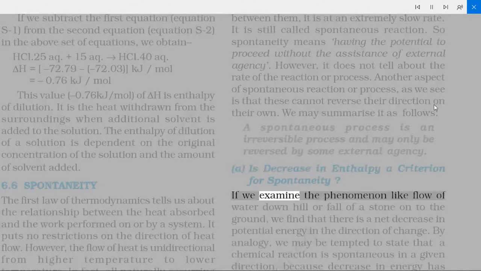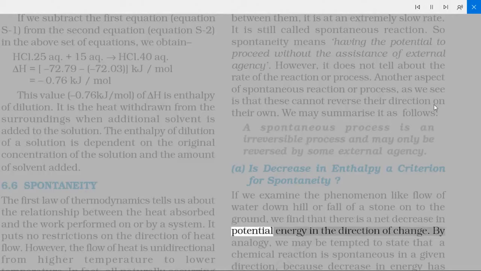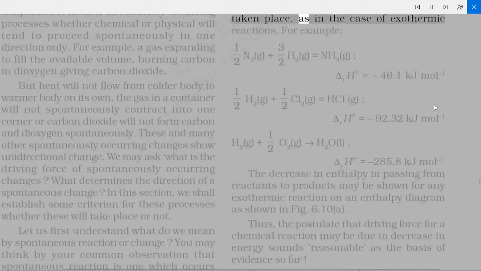If we examine the phenomenon like flow of water downhill or fall of a stone onto the ground, we find that there is a net decrease in potential energy in the direction of change. By analogy, we may be tempted to state that a chemical reaction is spontaneous in a given direction, because decrease in energy has taken place, as in the case of exothermic reactions.